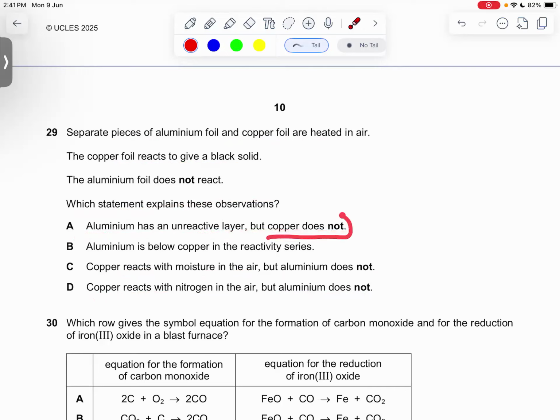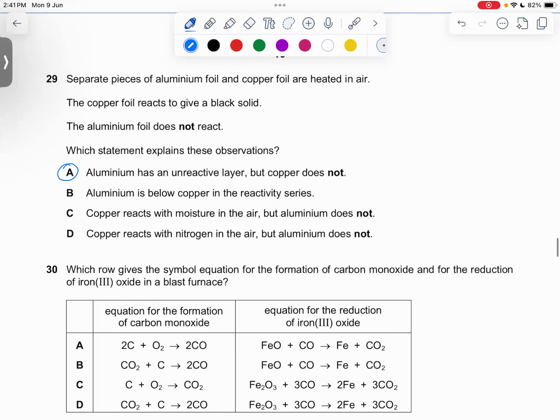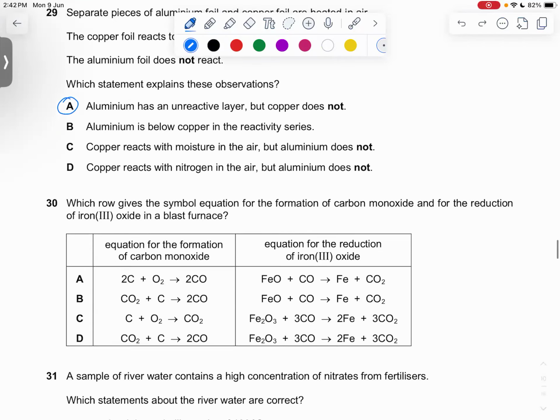Copper reacts because it doesn't have a barrier to protect it, but aluminum has a barrier of oxide which protects it. All right. Aluminum is below copper in the reactivity series. Garbage. That is wrong. Aluminum is very high in the reactivity series. Copper reacts with moisture in air, but aluminum does not. No, copper does not react with moisture in air. But if copper did react with moisture in air, we would have to coat copper with stuff as well. But as you can see, copper is just used as it is, right? In air, it doesn't corrode.